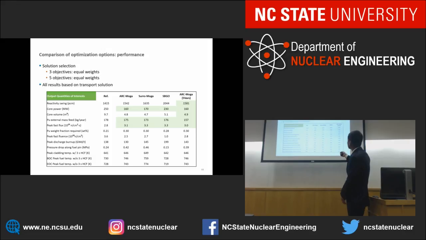And if you look at those, the third option definitely doesn't outperform the first 2. For example, the core power is much higher, and plutonium feed is much higher, slightly improved on the peak fast flux, which is understandable. But if you compare this with a reference, still much, much better in all metrics.